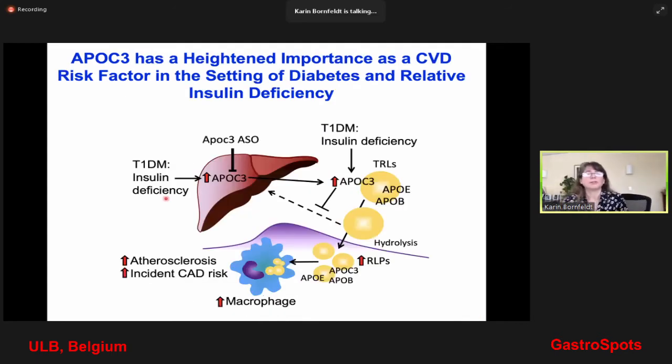So the model so far then is that we believe that ApoC3 has a heightened importance as a cardiovascular disease risk factor in the setting of diabetes because it's regulated by insulin. And so in type 1 diabetes, relative insulin deficiency or perhaps insulin resistance leads to an increased production of ApoC3 from the liver, increased plasma levels of ApoC3, and these are primarily found in the TRLs.